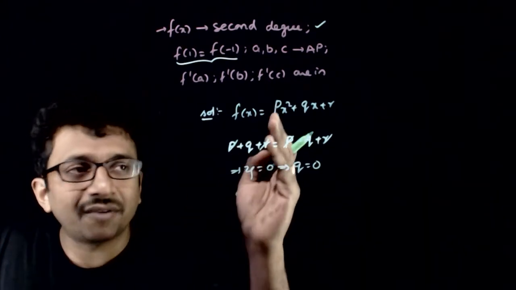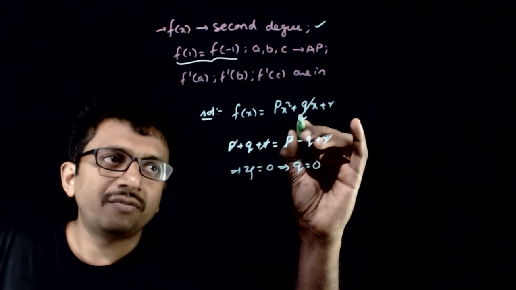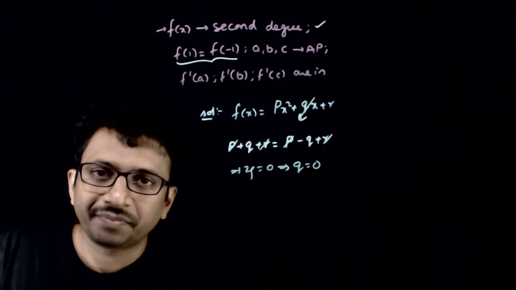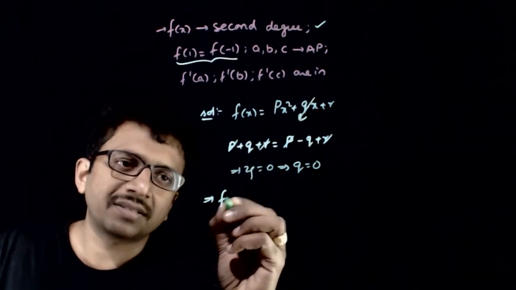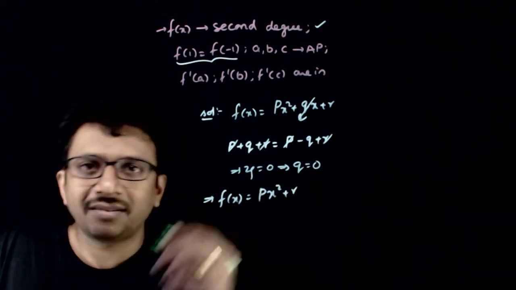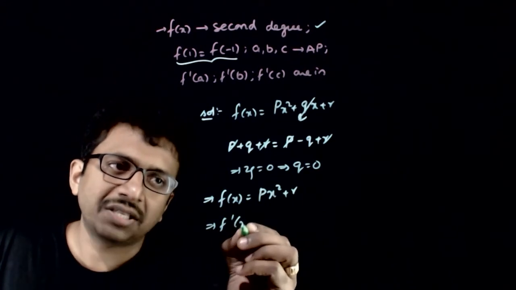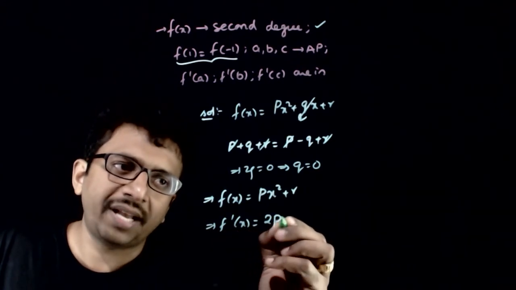So if in a quadratic f of 1 is equal to f of minus 1, it implies the x coefficient is equal to 0. This implies f of x will be of the form px square plus r, right? Now what is f dash of x? f dash of x is nothing but 2p times x.